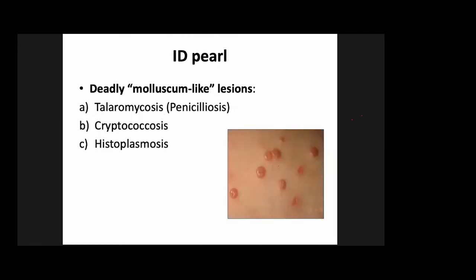So just a quick pearl here. All of these diseases can present with molluscum-like lesions, and all of these diseases can kill you within 2 weeks. So A is Talaromyces, B is disseminated Cryptococcus, and C is disseminated Histo.